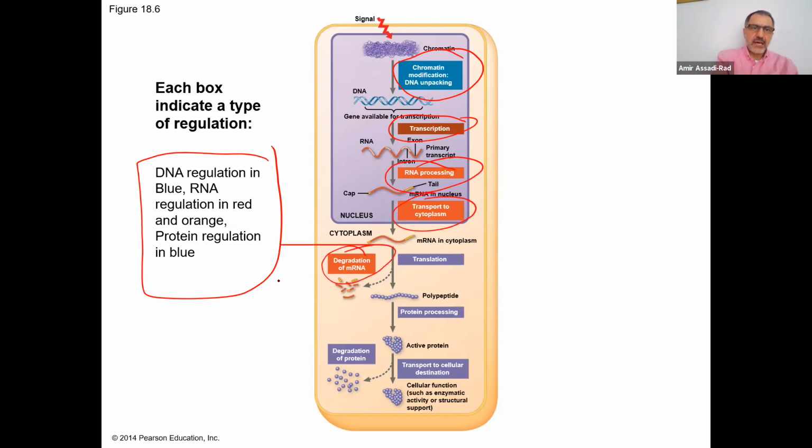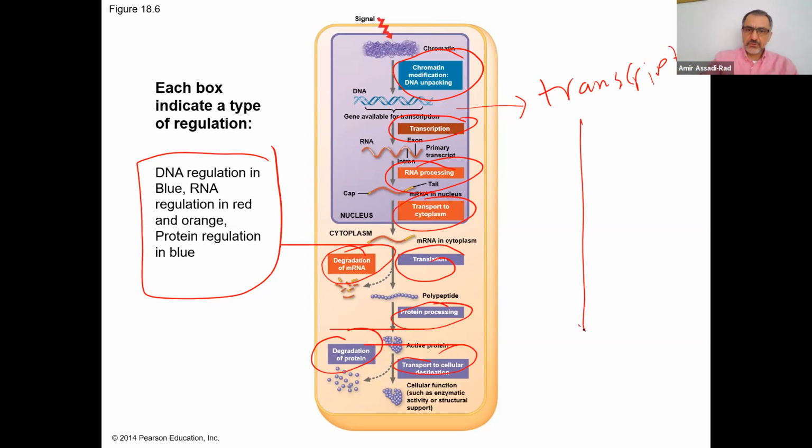And then protein regulations in blue boxes. And then we will talk about it. So all the way from transcription, which is right here, all the way down to translation and modifications, there is control along these steps.